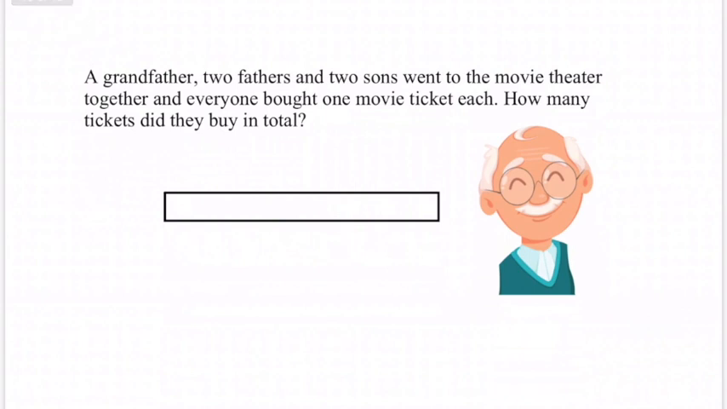All right, boys and girls. I have one more riddle here for you. See if you can figure this one out, and then tomorrow I'll show you the answer. And you have 2 real quick worksheets. They're not that difficult, so do your best on them. This riddle says a grandfather, 2 fathers, and 2 sons went to the movie theater together, and everyone bought 1 movie ticket each. How many tickets did they buy in all?